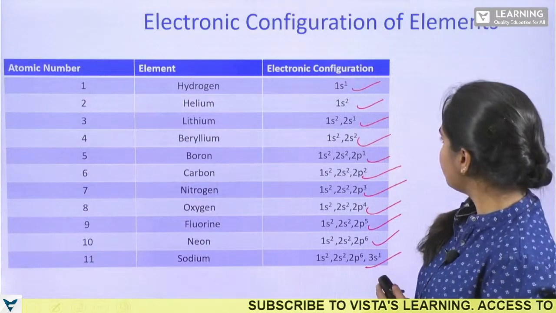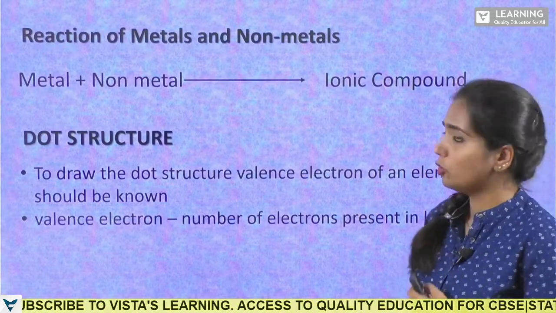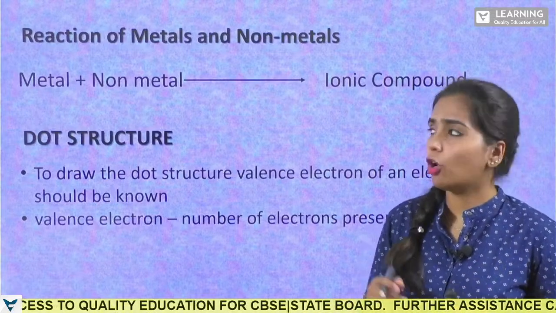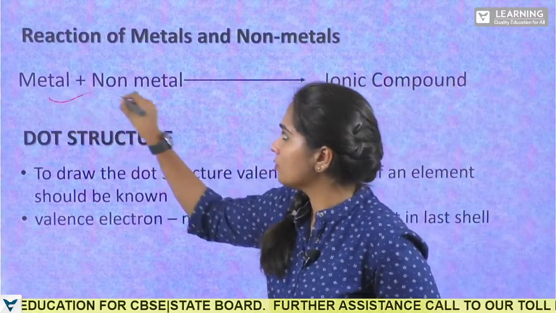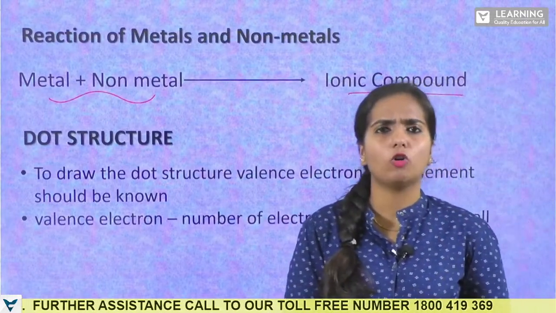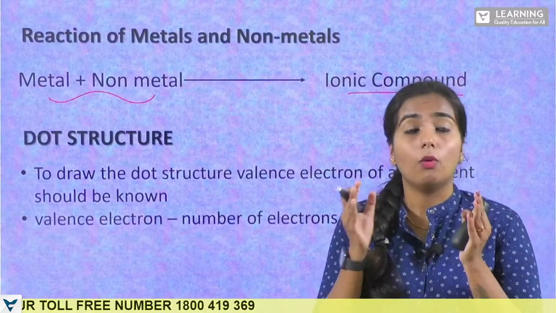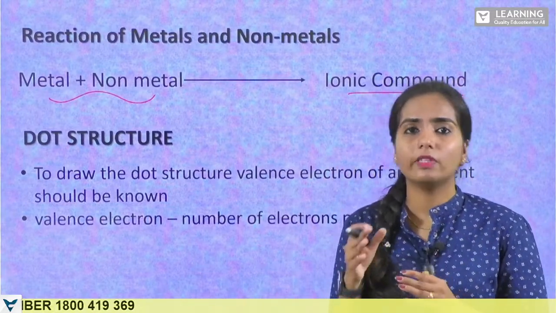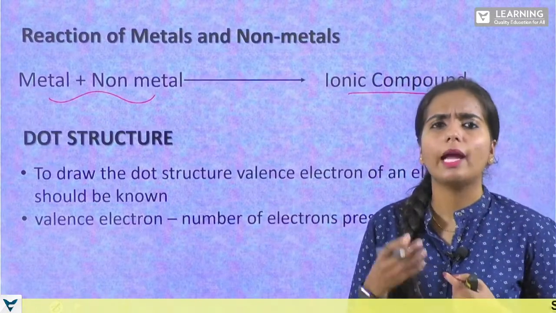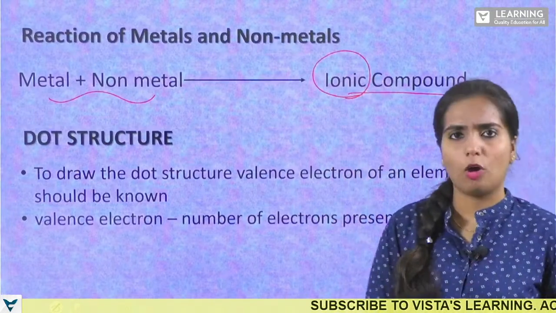Moving on, reaction of metals and non-metals. What happens here when you treat a metal and a non-metal? We are getting an ionic compound. What actually happens in an ionic compound, and what are these ionic compounds? We will learn in the next slide. So when you take a metal and a non-metal, the formation is of ionic compounds.